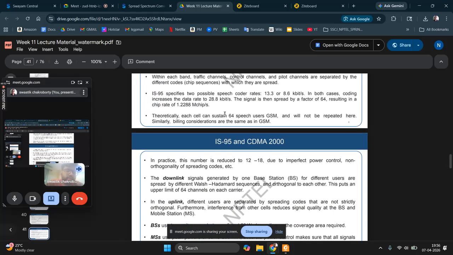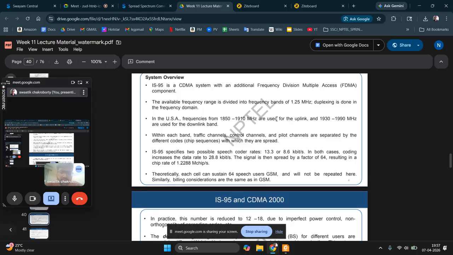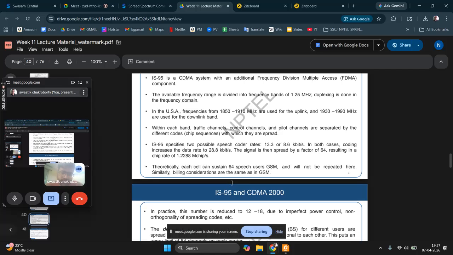Theoretically, each cell can sustain, because it is considering a maximum of 13.3 kbps speech rate, that speech is spread by a factor of 64. Thus, you end up with 1.2288 megachips per second. So each cell will sustain 64 speech users.